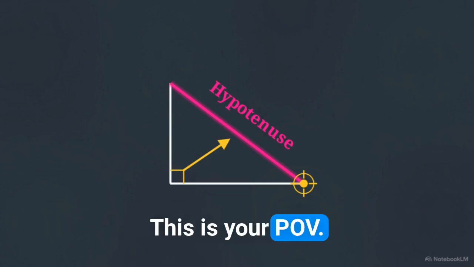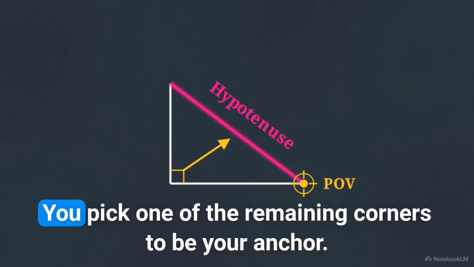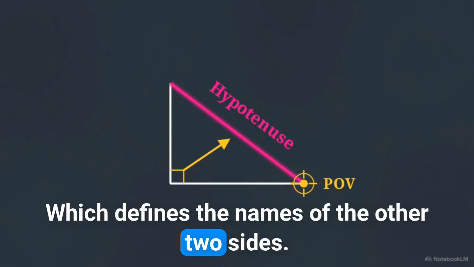Now, notice the target icon appearing in the bottom right corner. This is your POV, or your point of view. You pick one of the remaining corners to be your anchor, which defines the names of the other two sides.